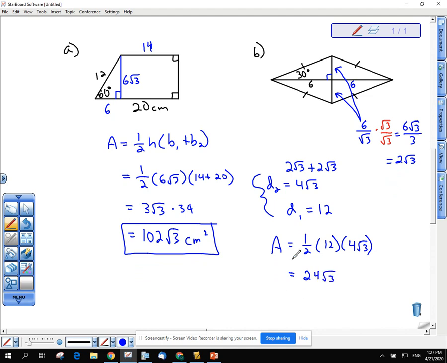And again, units weren't given, but if this was 6 miles, this would be 24 root 3 miles squared. If they leave units out, then you don't have to include units either.